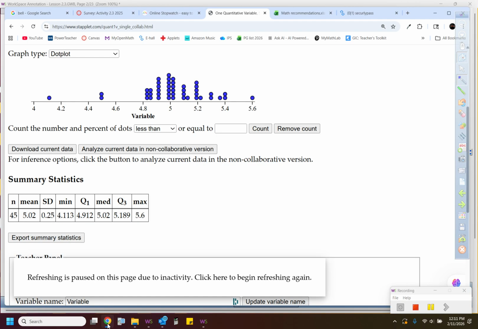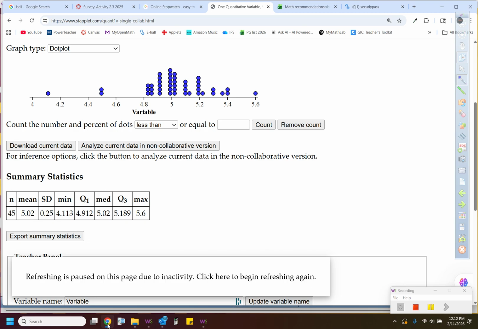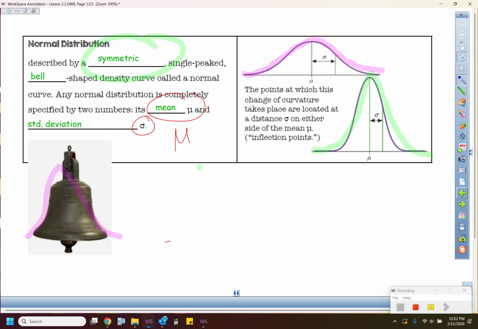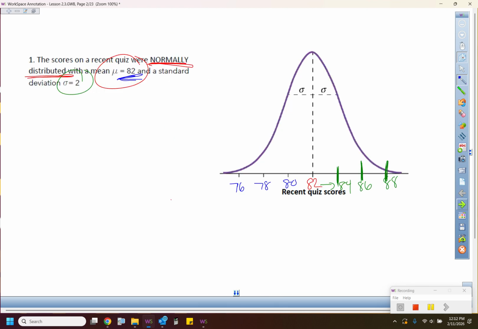If we go back to this, how long did it take for us to hit the stopwatch? Our average was 5.02 seconds, and it had a standard deviation of 0.25. So we'd have to fill that scale out with all those weird little numbers, which is not an easy thing to do. So that's why we're going to use some applets to do the next ones.